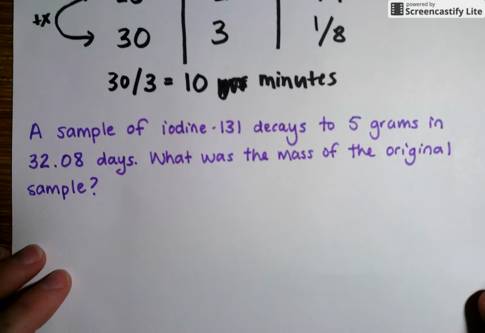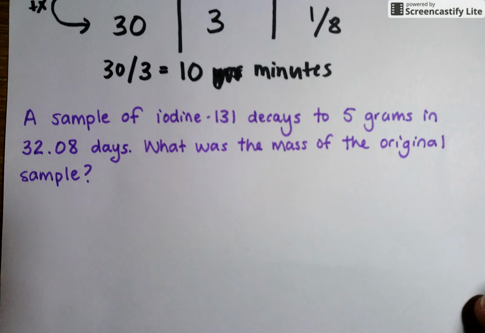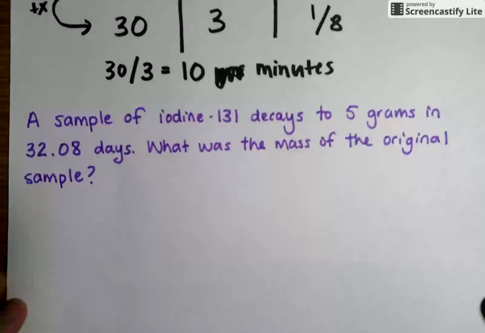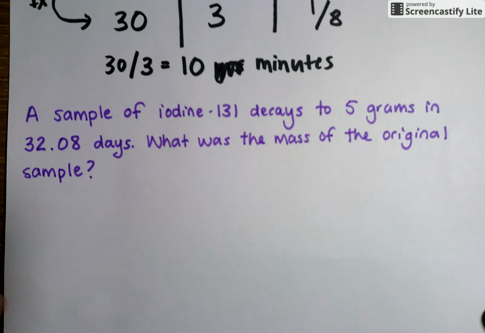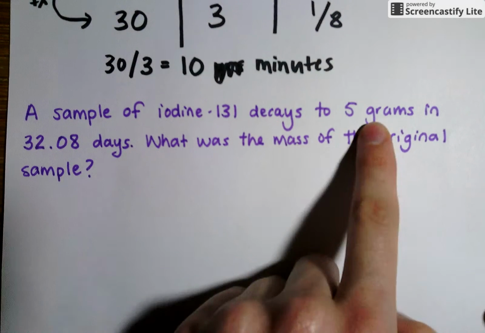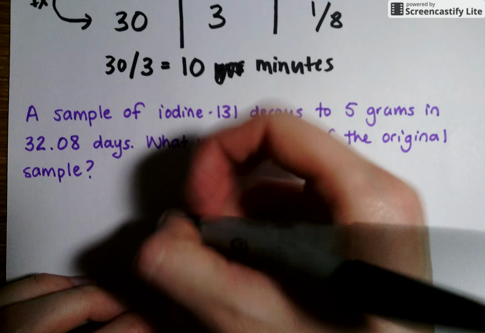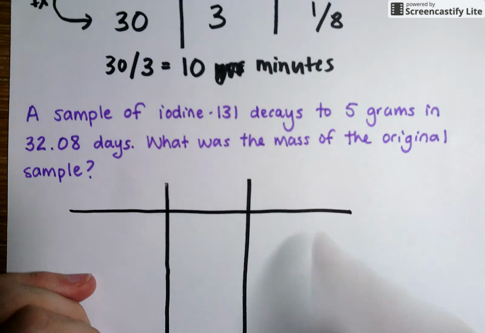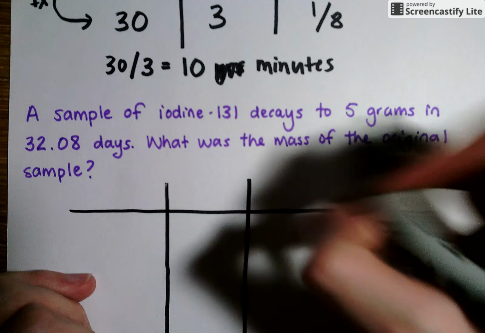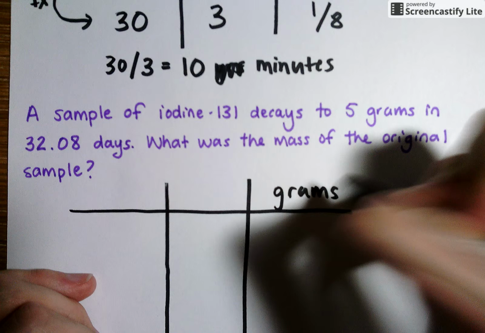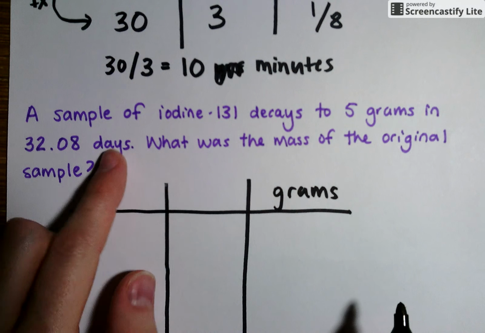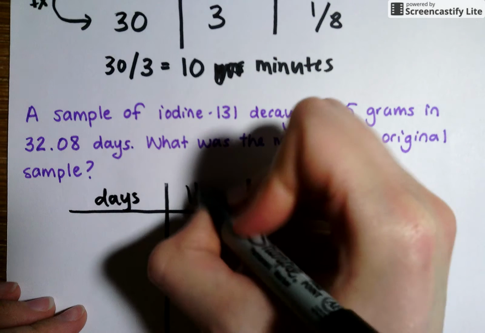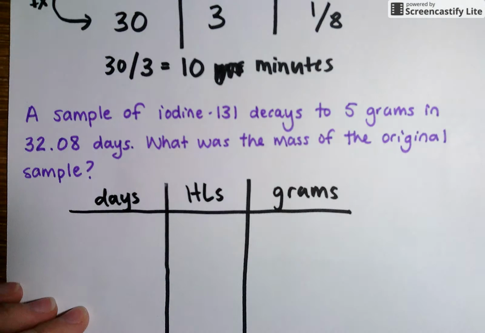In this third problem, I've got a sample of iodine 131, and it's decaying to 5 grams in a total of 32.08 days. I want to know what the mass of the original sample was. So I know where I end, but I want to know where I started. I'm going to set up the exact same table. Again, with time on the left and mass on the right. This time I am given mass in grams, so I'm going to put that right there. And here, again, my half-life is measured in days, so that'll be my time. And I'm going to have number of half-lives separate the two.